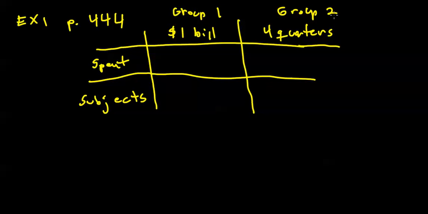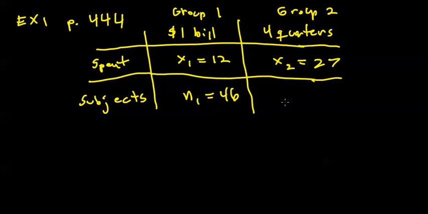Alright, we've got the count, the raw count of people in each group that spent the money. In group 1 there were 12 that spent the money, and the size of group 1 was 46. So 46 people were given $1 bills, and 12 of those spent the money. In group 2, the raw count of people that spent the 4 quarters is 27. And the sample size, the number of people receiving the 4 quarters, was 43.